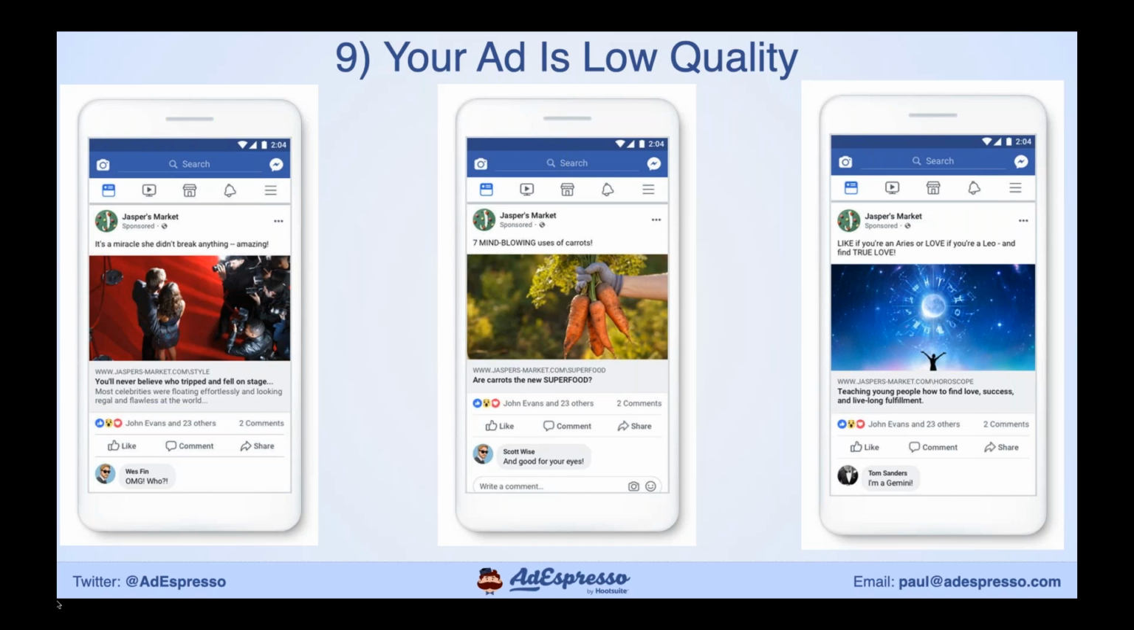So just respect the user there, try and keep the quality as high as possible. Don't be clickbaity, don't be spammy, and certainly go and check if your ads aren't running for that low quality issue at ads level, and you can see if there's any problems there to fix.